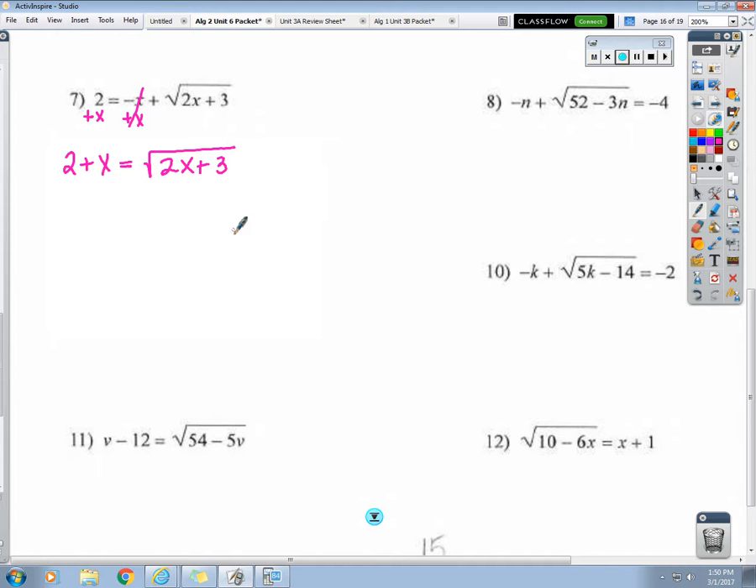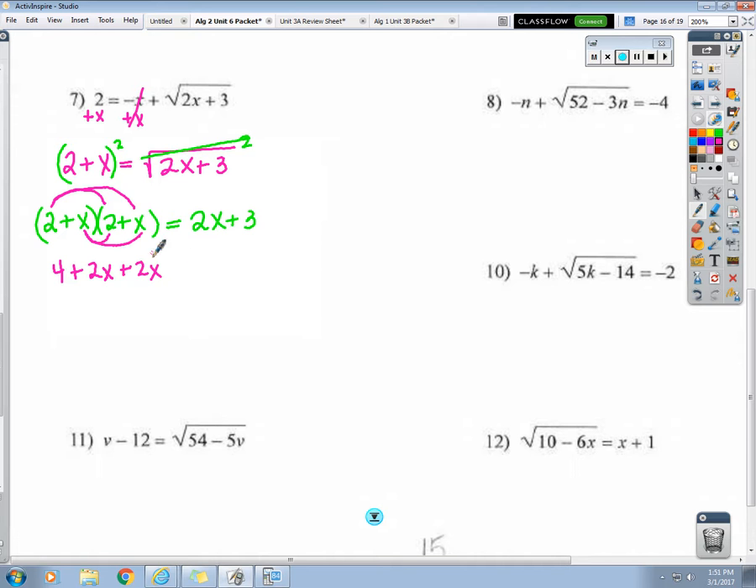Now the problem pretty much looks like all the other ones. There is a minor difference. Pay attention, please. You have to square this side to cancel out the square root, and then you have to square everything on this side. So that becomes 2 plus x times 2 plus x. And then on this side, it's just 2x plus 3. So now, like always, you're going to FOIL. Things are just a little out of order. 2 times 2 is 4. 2 times x is 2x. X times 2 is 2x. And x times x is x squared.